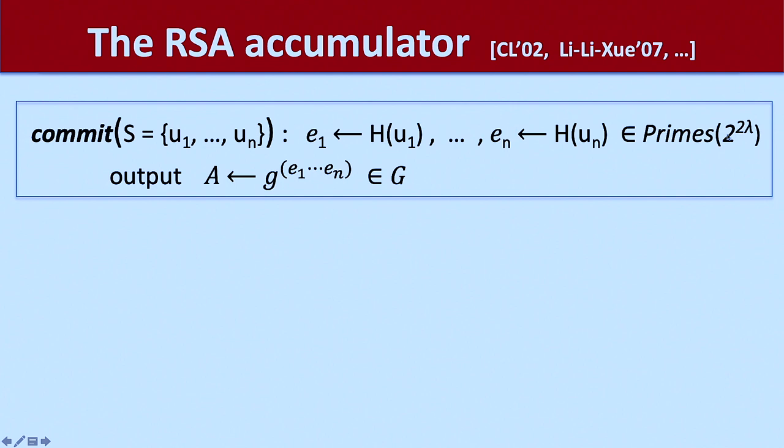Here, the reason I use 2 to the 2 lambda is because we need this hash to be collision resistant. So we're going to hash the elements to primes, and then the value of the accumulator is just a base element raised to all these exponents. Okay, that's how we accumulate values.